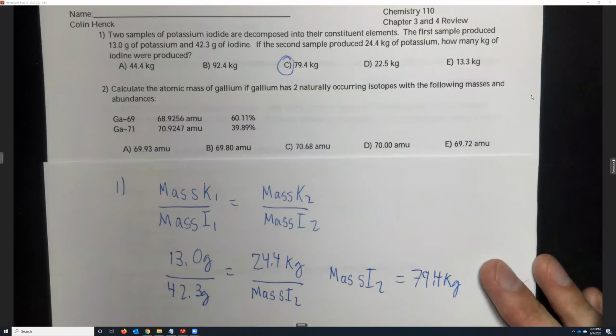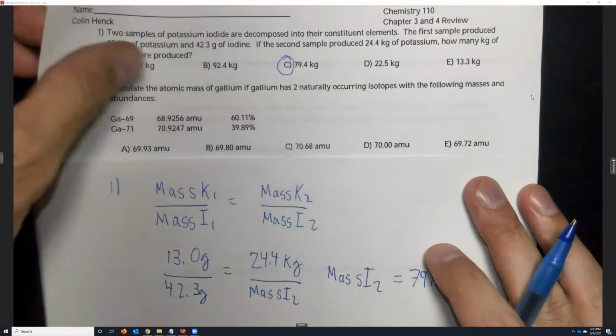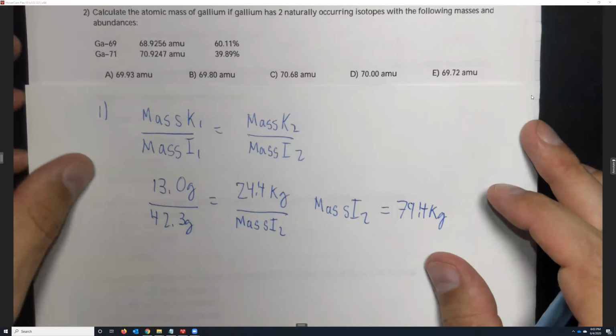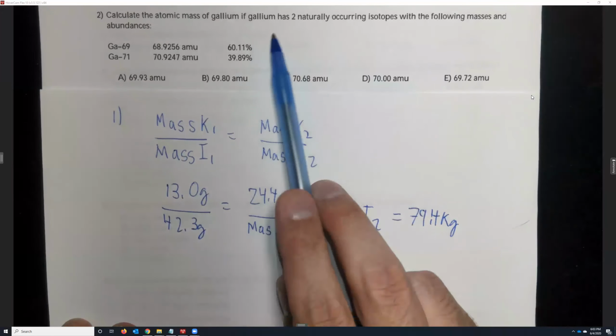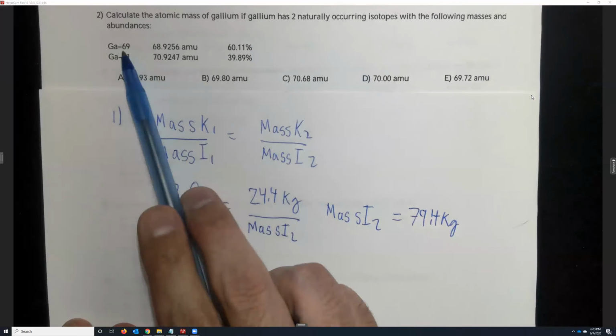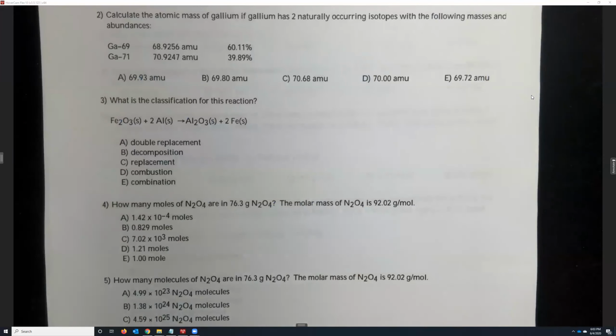So in the next question, it's more of the same. So I'm just going to move this up like this. All right. It says calculate the atomic mass of gallium if gallium has 2 naturally occurring isotopes with the following masses and abundances. So in this case, we're looking at how they find the numbers on the periodic table.